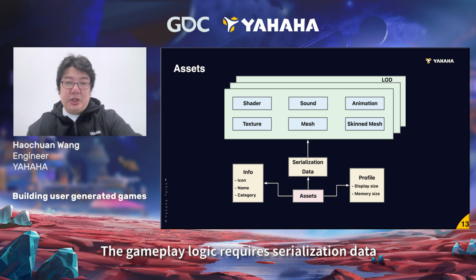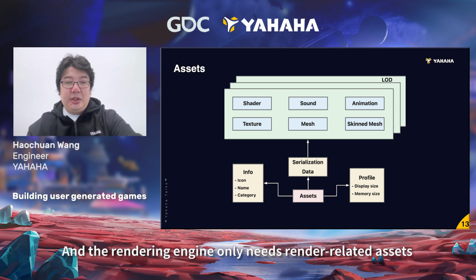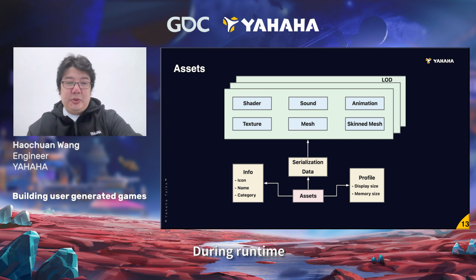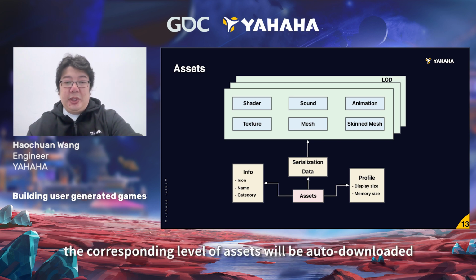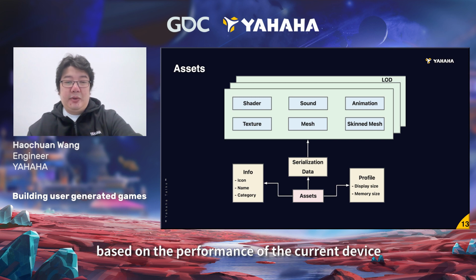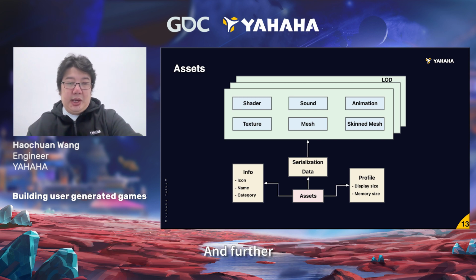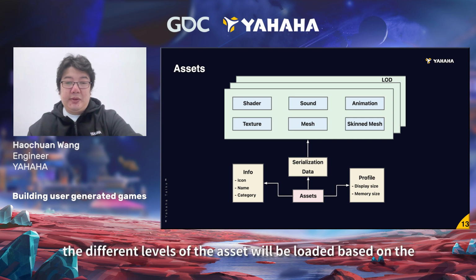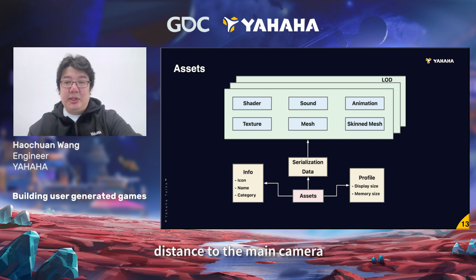The gameplay logic requires serialization data, and the rendering engine only needs render-related assets for presentation. During the runtime, the corresponding level of the assets will be auto-downloaded based on the platform of the current device. And further, the different levels of the asset will be loaded based on the distance to the main camera.